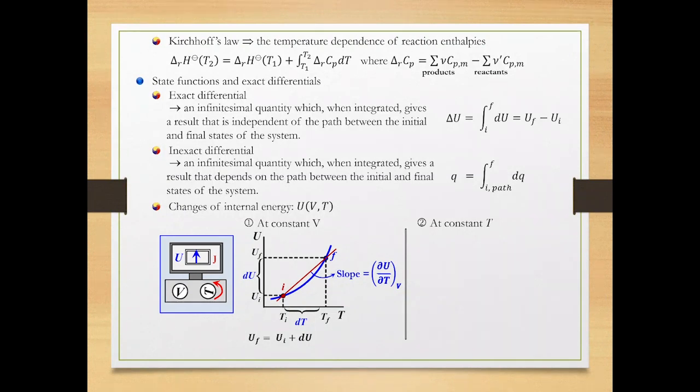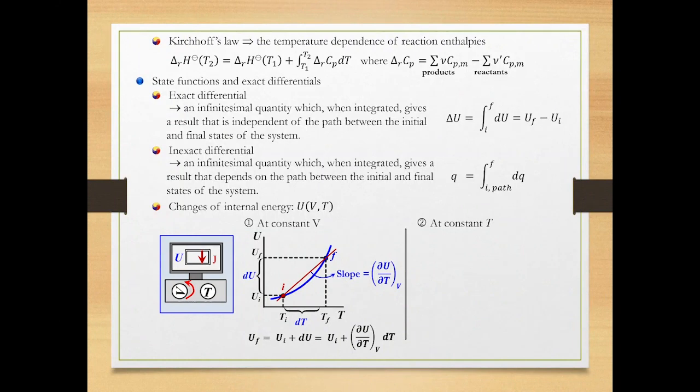du can be written as the partial derivative of U with respect to T at constant volume times dT. Take note that the rounded dT of the slope is cancelled by dT, which makes the equality valid. Now, you can maintain the temperature constant during a volumetric expansion of the system, and the internal energy of the system decreases because of the work done to the surroundings.